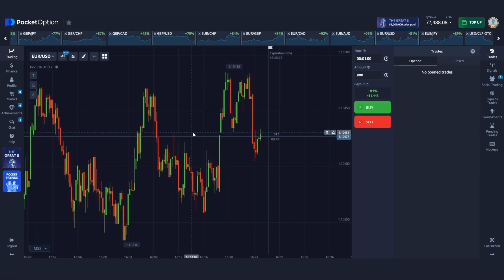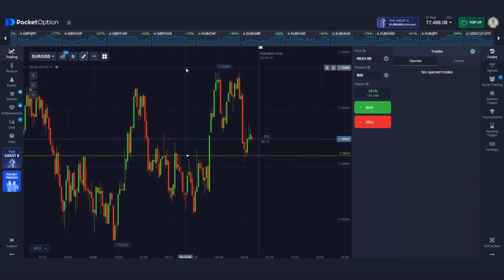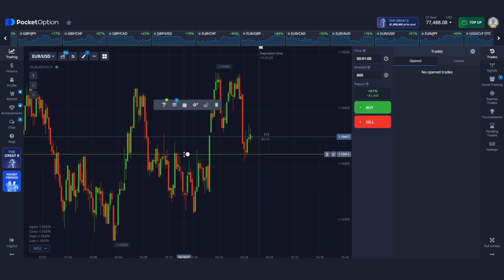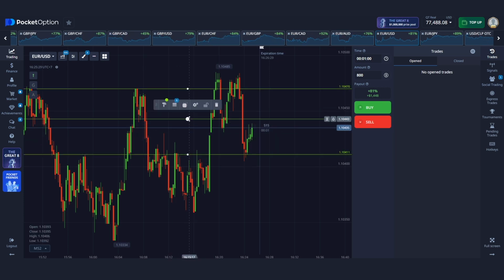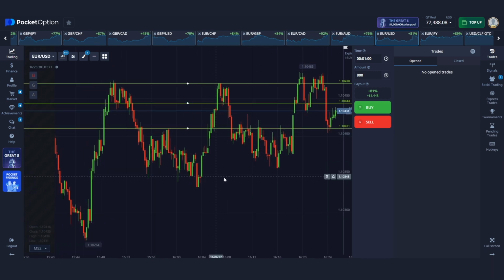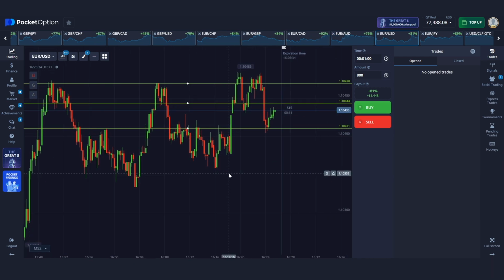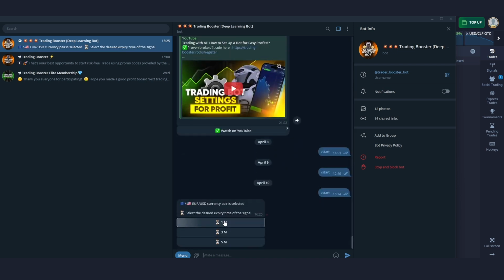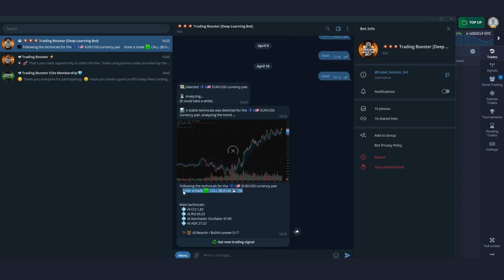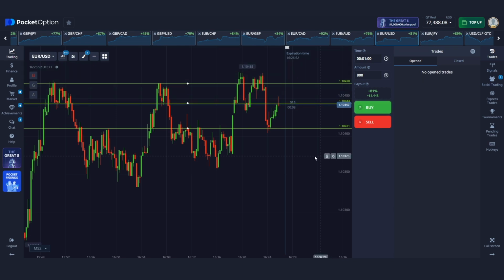Now I choose the euro-dollar currency pair. Here, everything is much more difficult. Here we can see several levels that are located above, in the middle, and below. In general, this is where real chaos begins for a beginner. And let's see how the booster bot handles this situation now. For this, we choose the euro-dollar currency pair and set the trade time to 1 minute. And we get a buy signal. Excellent. I open a buy trade right from here.